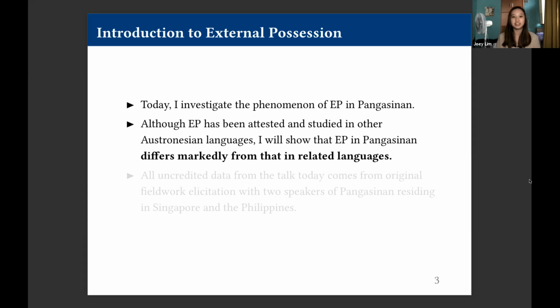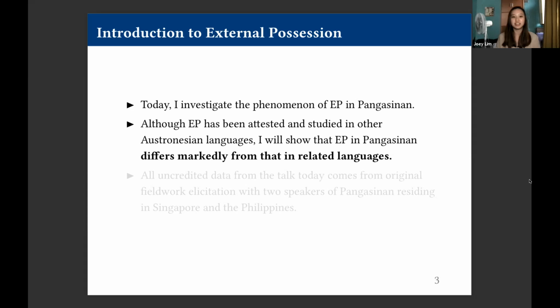Okay, hi everyone. Today I'll be talking about external possession and the VP phase edge in Pangasinan. External possession involves a nominal which is semantically the possessor of another argument, yet syntactically, this nominal is separate from its possessor VP. So here's a famous example from German.